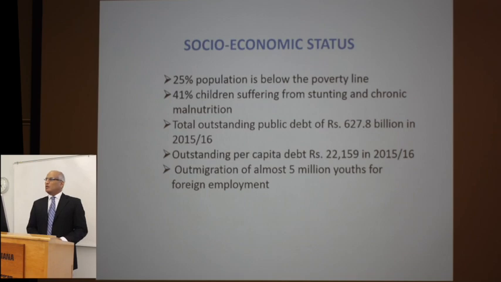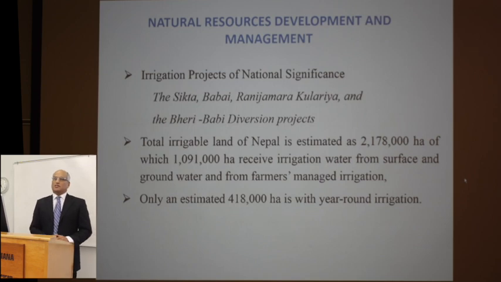25% of the population is below the poverty line, 41% of children are suffering from stunted growth and chronic malnutrition, and over 5 million youths have left Nepal for foreign employment. So these socioeconomic conditions and agricultural status clearly indicate that Nepal's agricultural sector is seriously experiencing a downward spiral, and there is an urgency of developing appropriate programs and implementing them very successfully.